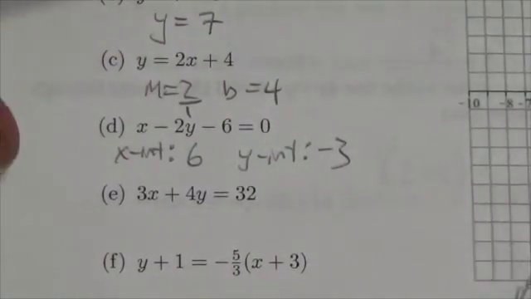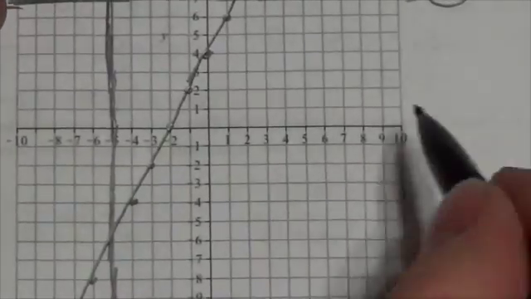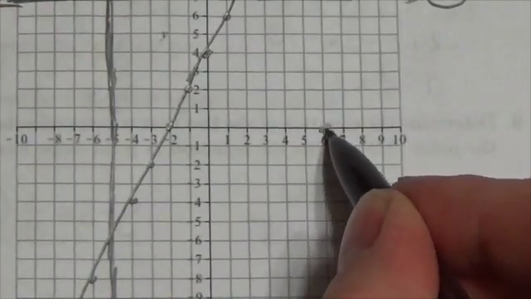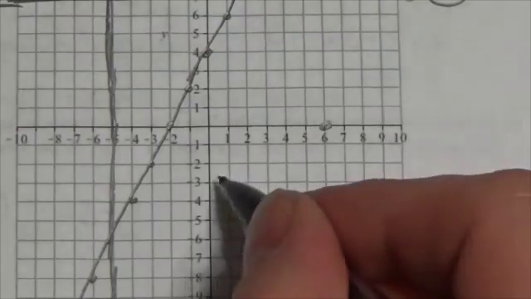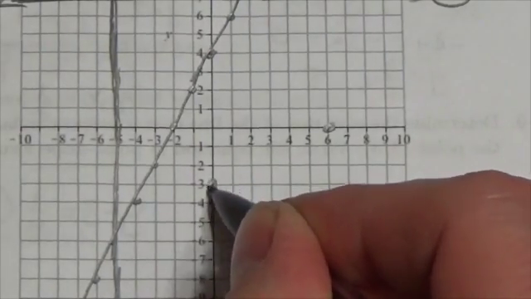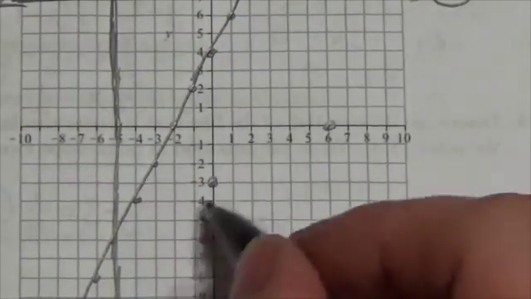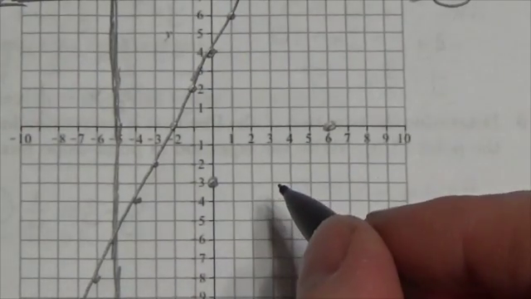Now, once you've got the x-intercept at 6, let's identify that right there, and the y-intercept at negative 3, which is right here, I should be able to just connect those two dots here.